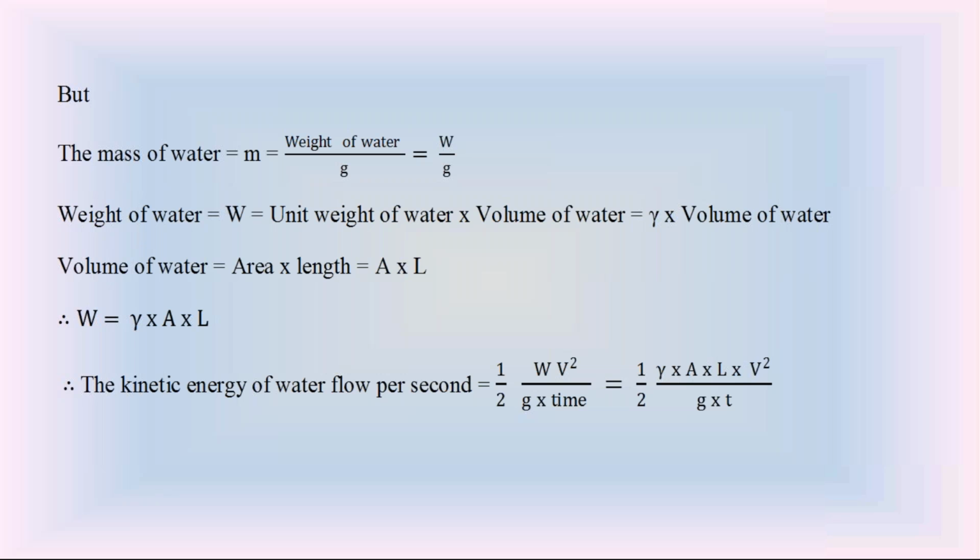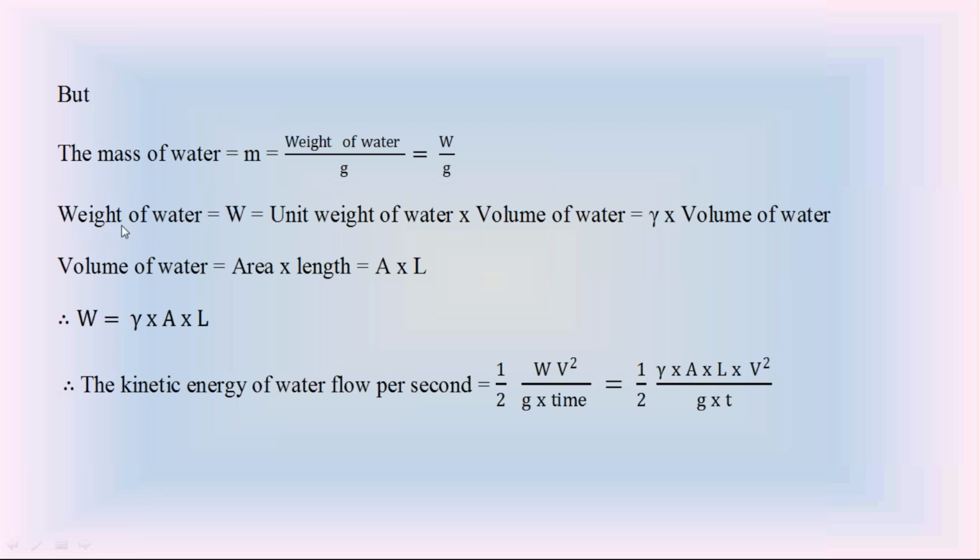So the weight of water W is equal to the unit weight of water into the volume of water, because this is the definition of unit weight. Unit weight is equal to the weight divided by volume.